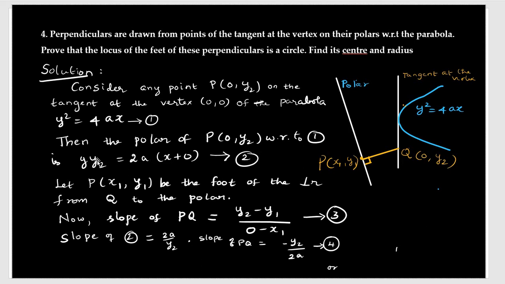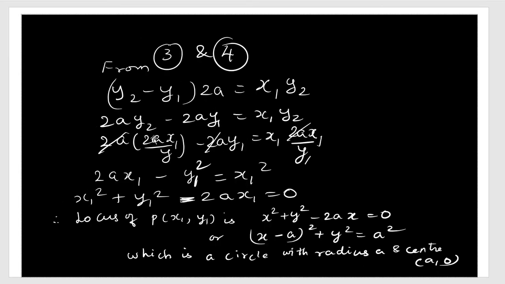So where y2 appears, because y2 should not come in our picture, ultimately when we arrive at an equation in x1, y1, its locus is what we want. So y2 has to be eliminated. So how do we eliminate that y2? Instead of y2, put 2ax1 by y1. Why can we put that? Because x1, y1 is a point on this. So you get your y2 being replaced by 2ax1 by y1.